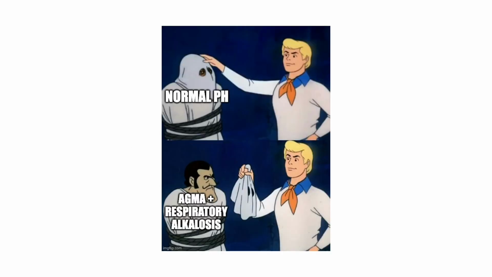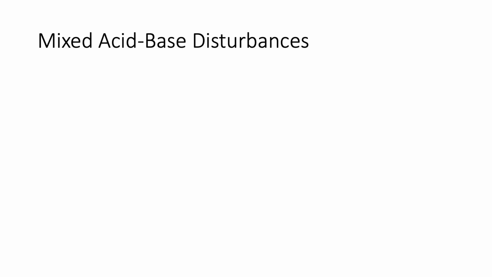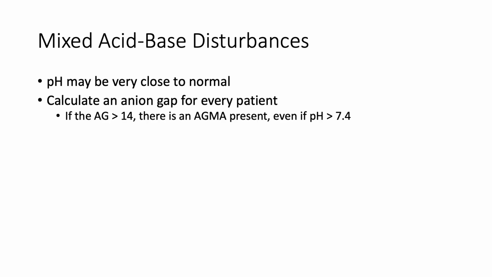So sometimes you'll have a patient with a pretty normal looking pH, but if you actually look at the numbers, you can find that they have some kind of mixed acid-base disturbance. So in a mixed acid-base disturbance, often the pH is close to normal. So in our patient, it was like 7.34. But if you calculate an anion gap in every patient, then you won't miss if there's an anion gap metabolic acidosis, because if the anion gap is over 14, then there is an anion gap metabolic acidosis, even if that patient's pH is over 7.4.